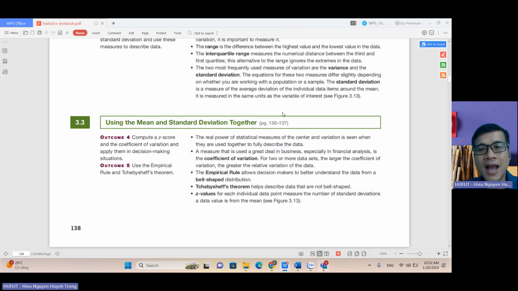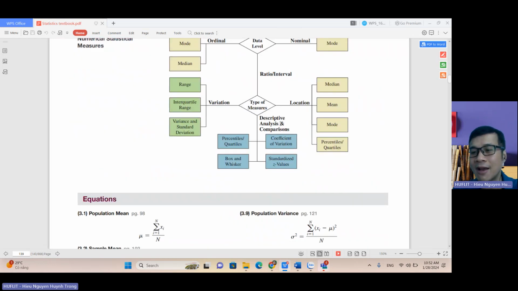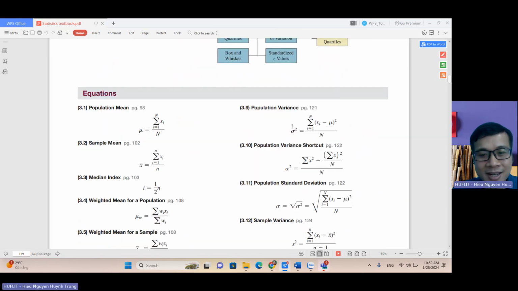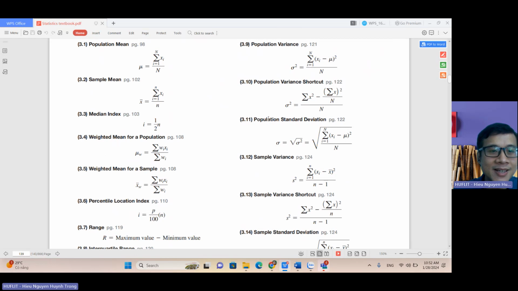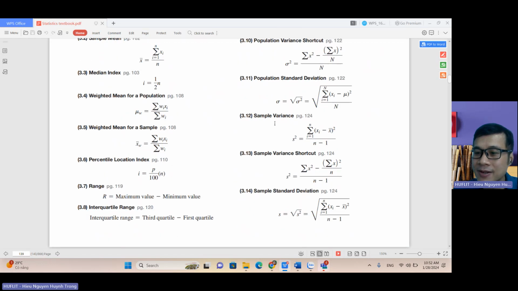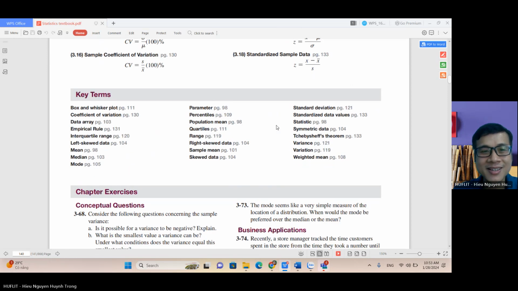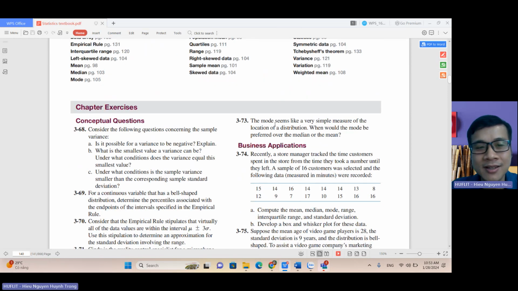So after we have gone through the three parts that we learned in the last week, you can see that on the next page, they give you the summary of all the necessary formulas. From the population mean, median index, the weighted mean for population. Every formula that you need is here. And after we have reviewed what we learned in the last week, we can move on to the chapter exercise. So a lot of exercises, huh?